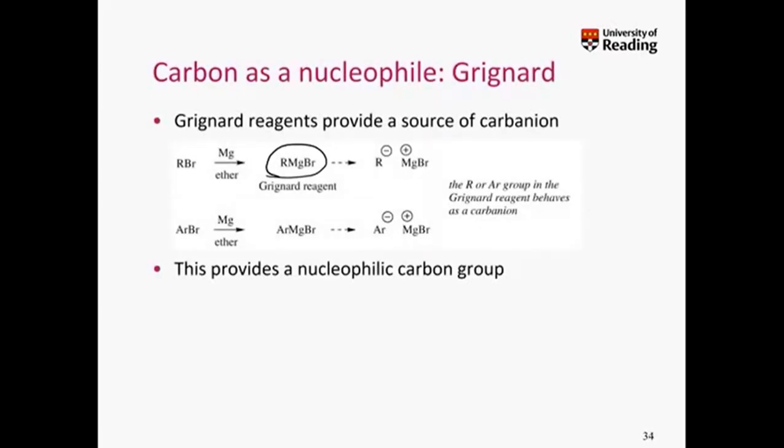So if we've got a nucleophilic carbon group, we have a nucleophile and it's charged, therefore we can react it with our carbonyl. So again, you can either write Grignard reagent equals R minus, or we can show how it can be if you put the R Mg Br.